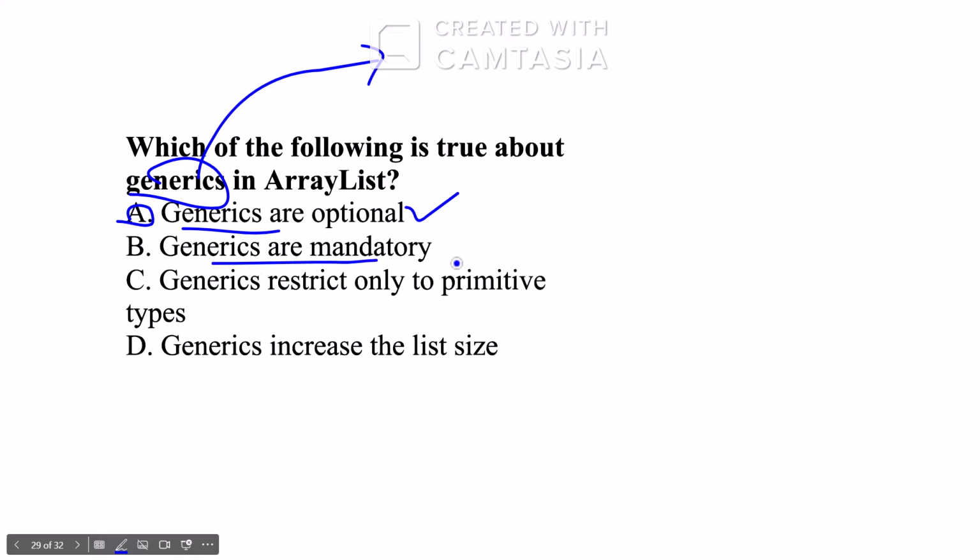Generics are mandatory. No, it is not mandatory. Generics restrict only to primitive types. No, we are storing the primitive as an object type. This is wrong. Then option D says that generics increase the list size. No, that is not a duty of generics, right? So it is also false. So option A is a right answer.